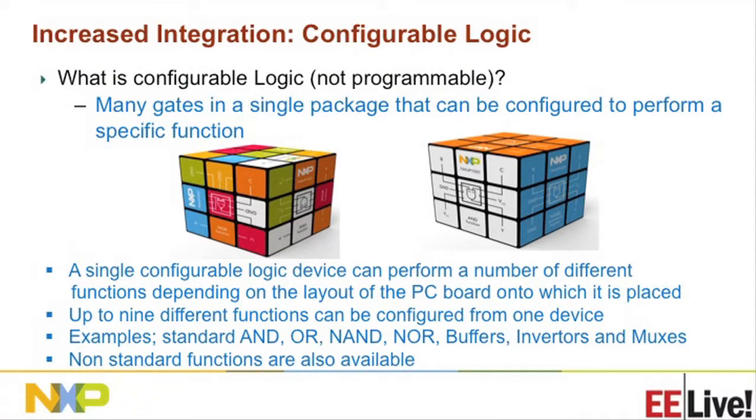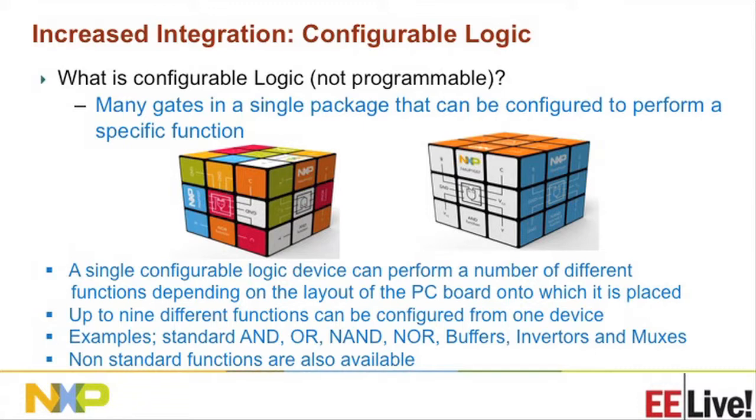So moving on to configurable logic, the idea is we have many gates in one function or one package that can be configured into a unique function. That is different from combination logic. You can define a function during the board layout. Once the board is laid out, the device is configured into a specific function. It cannot be changed. That is how it's different from an FPGA or a software-based configuration, which is also available in the market. Up to 9 different functions can be configured out of one device.